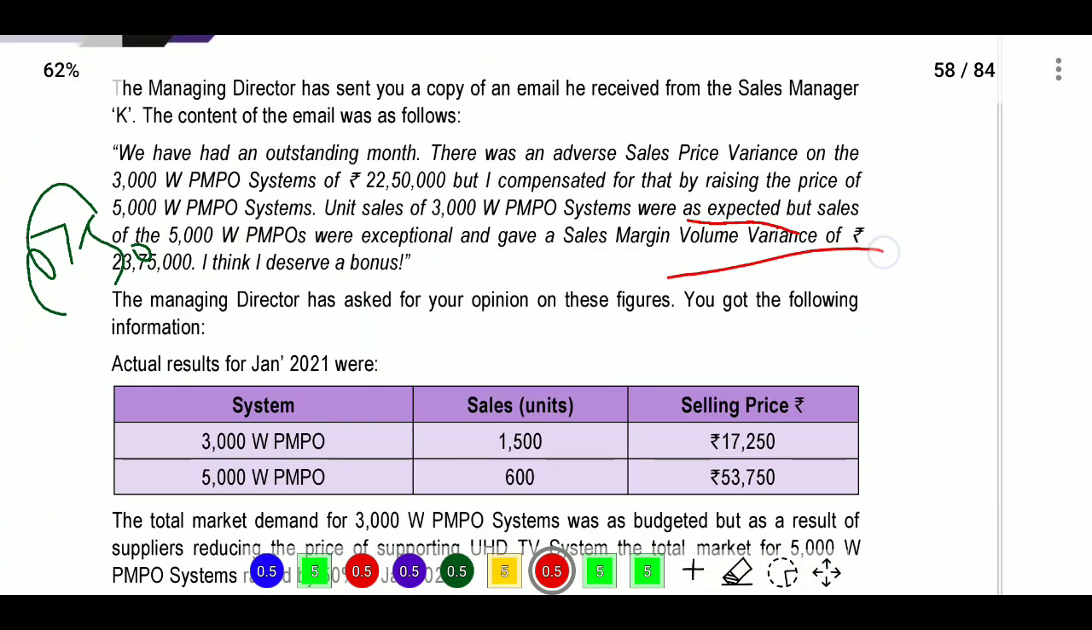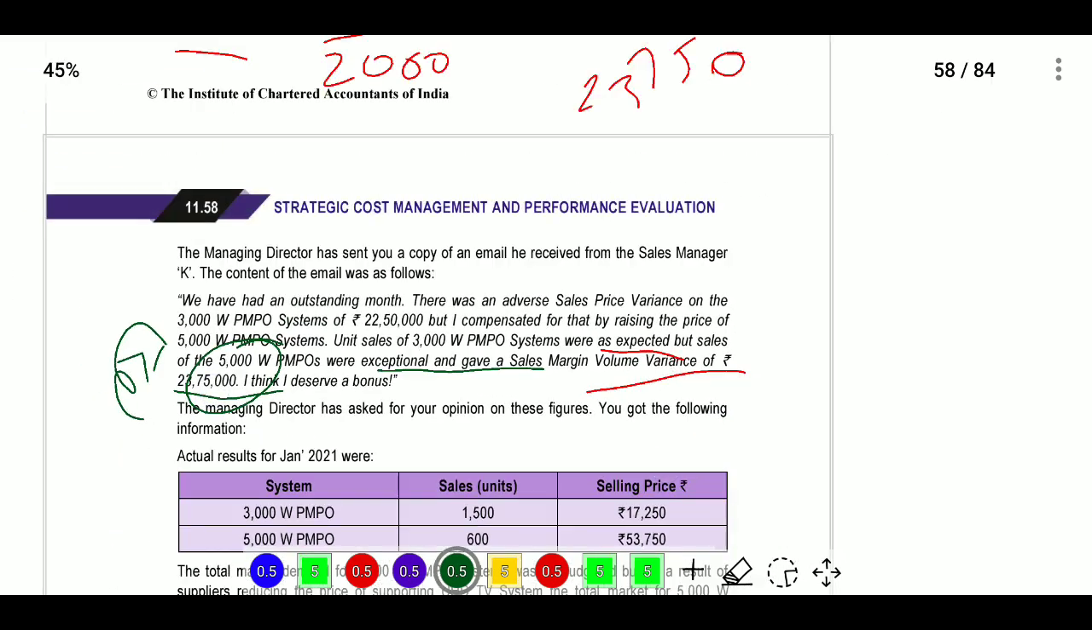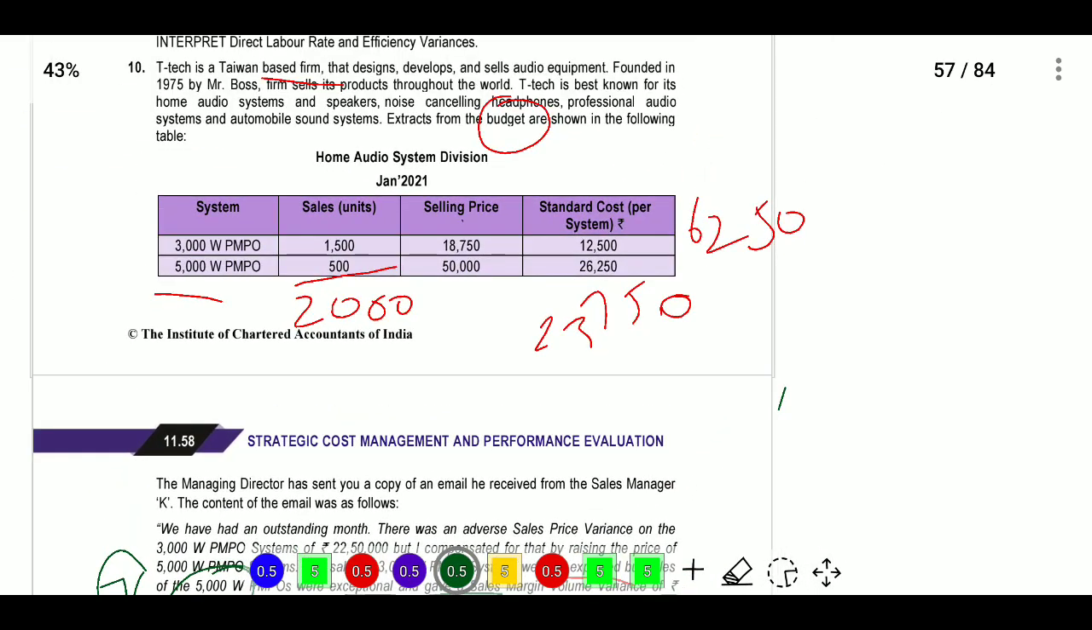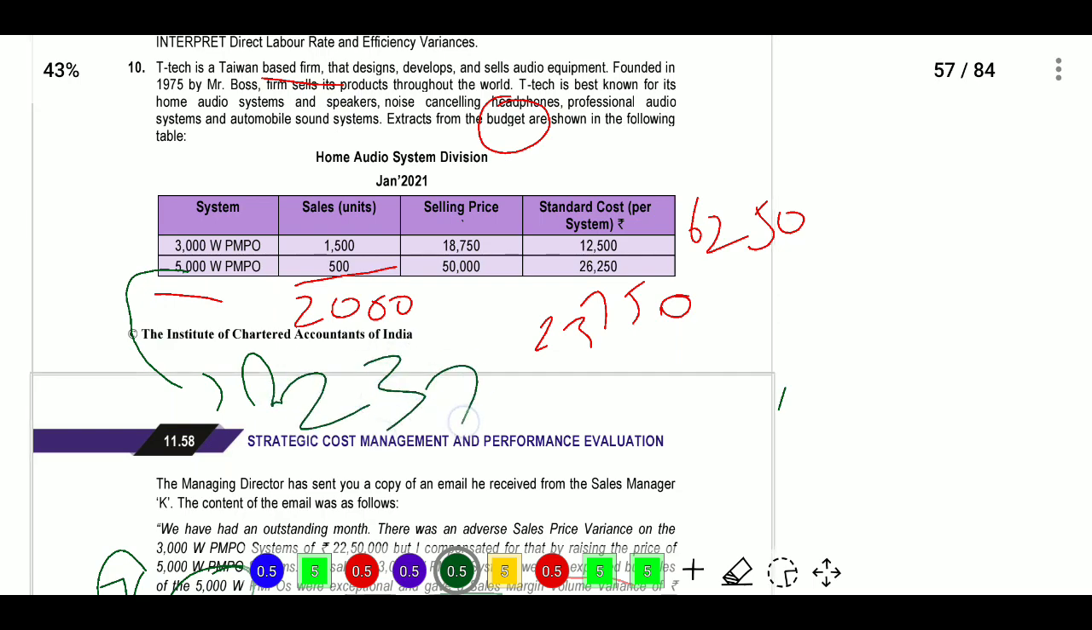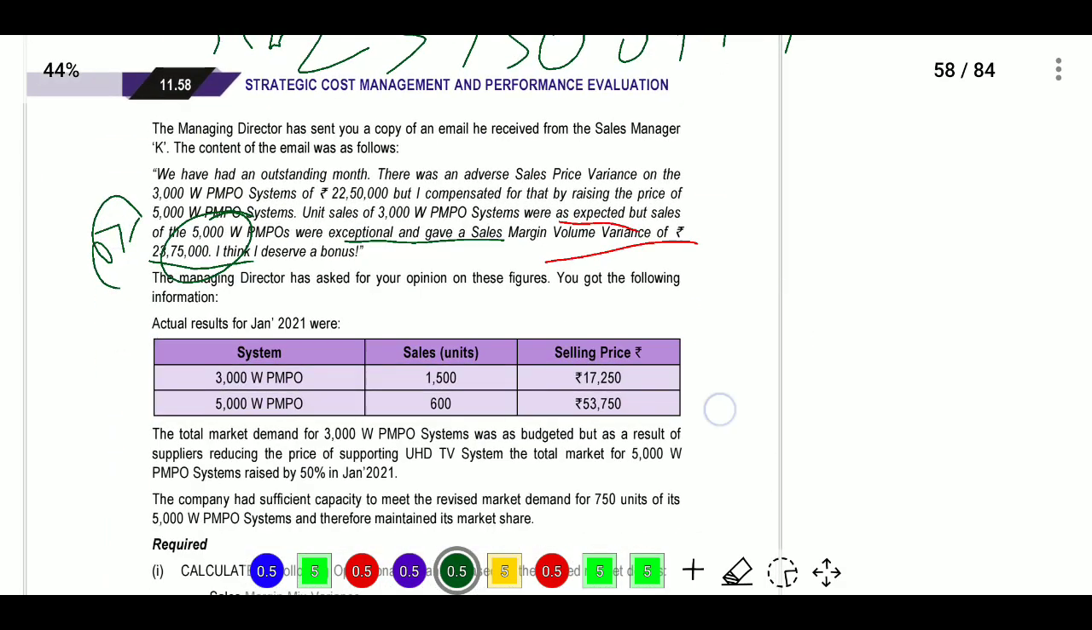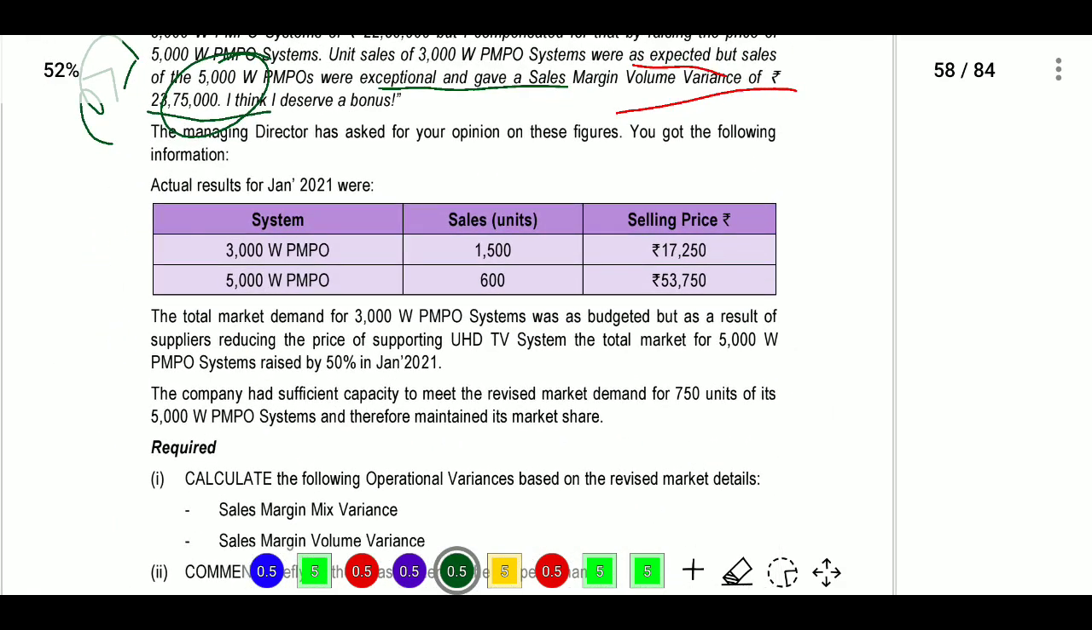Sales margin value variance will be 23,75,000, that is 23 lakh 75,000. It is related to the 5000 PMPO, and that is the variance in the sales margin, so it is an adverse case, unfavorable. Next, we will go to that.